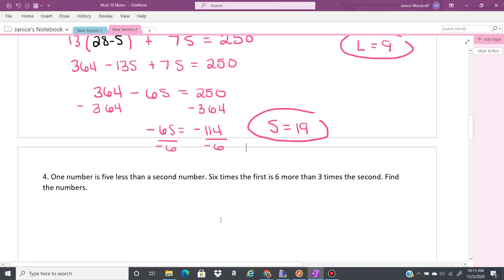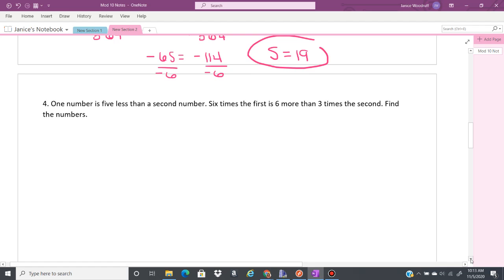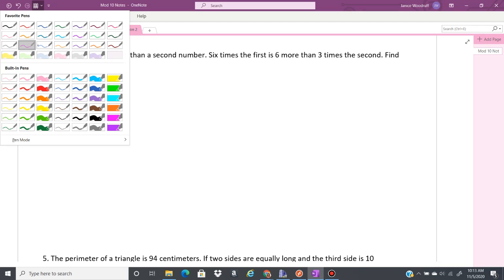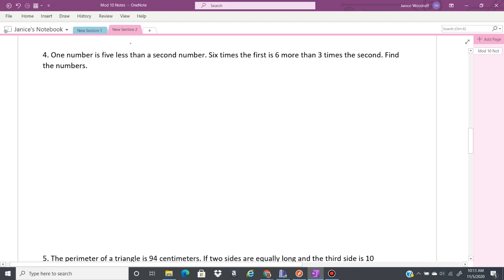All right, then number 4. Let's see. So this is just a translation sentence. So let's go ahead and work that out. So we have one number is 5 less than the second number. So I'm going to do this one sentence at a time. One number, we don't know that number. So that number, we're going to make that n. Okay, so n is our number. Is an equal sign. Okay, so that's your equal sign.